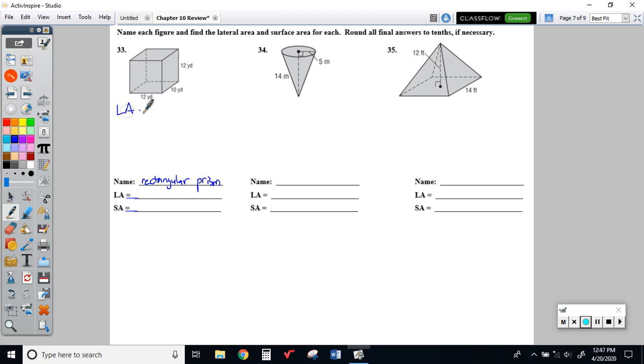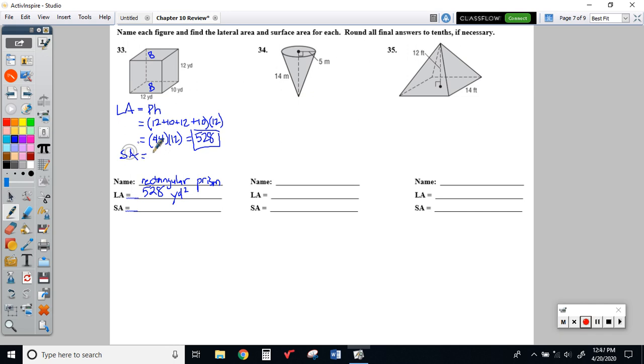Lateral area formula was perimeter times height for that. So figure out what your base is. I'm going to call it the top and bottom on this one. These are the congruent faces in parallel planes on that. You could use left and right or front and back for prisms, but we'd have 12 plus 10 plus 12 plus 10, and then that times the height connecting those would be 12, so 44 times 12, and so we'd have 528, and I'll write that in right here, 528 yards squared. So yards squared for that.